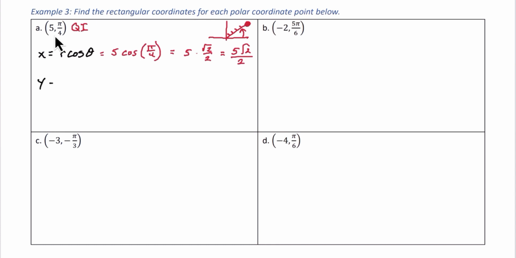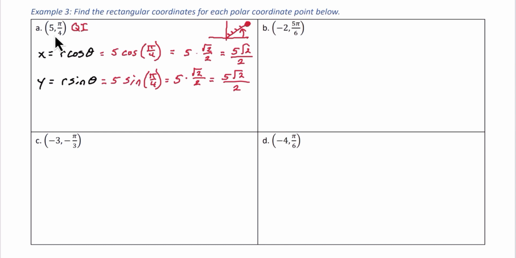The formula for y is r sine theta. Now plugging in the given info, the r is 5. Theta, we are told, is pi fourths. Again, more practice with the unit circle. Sine of pi fourths is, again, root 2 over 2. Simplify and we get 5 square root 2 divided by 2.